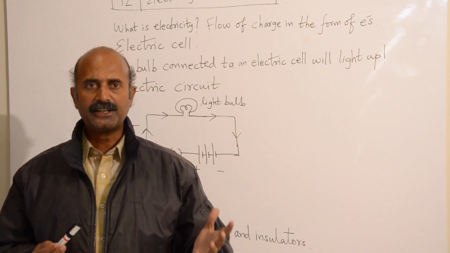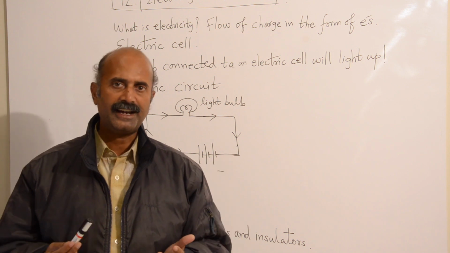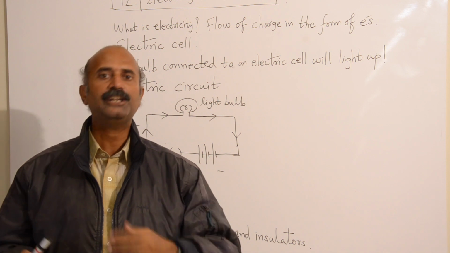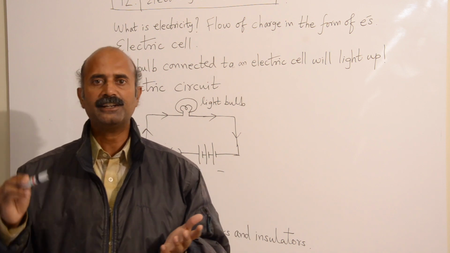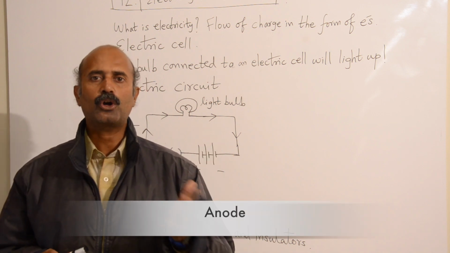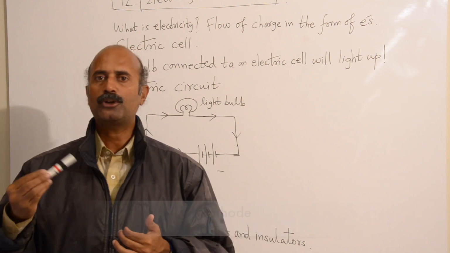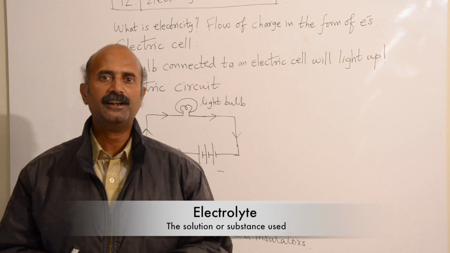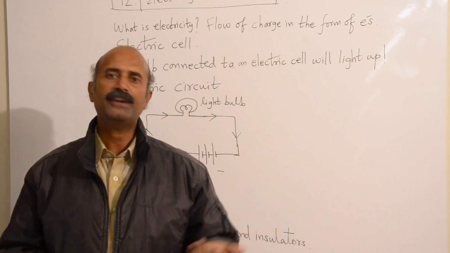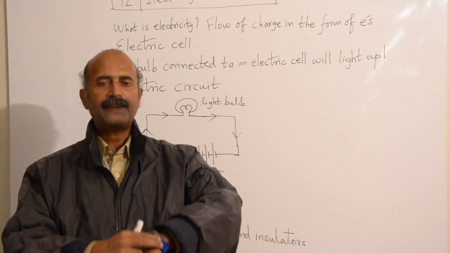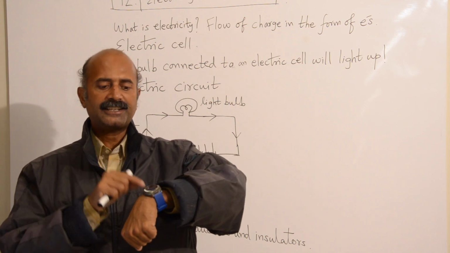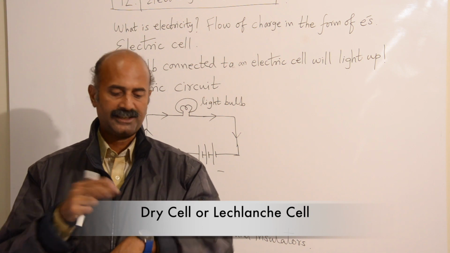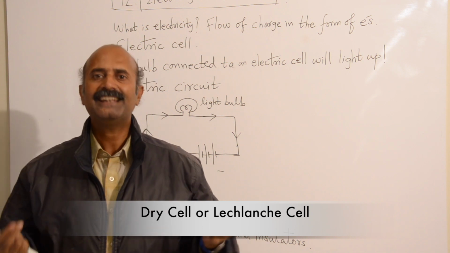So an electric cell is an object or a device or an instrument which converts chemical energy into electrical energy. Because you put some chemicals inside it in the form of anode or cathode, you put some solvent or solution, and from the chemical energy you are converting it into electrical energy, which can be used for various applications. For example, I have this wristwatch. The electric cell which this wristwatch has is known as a dry cell, also known as a Leclanché cell.